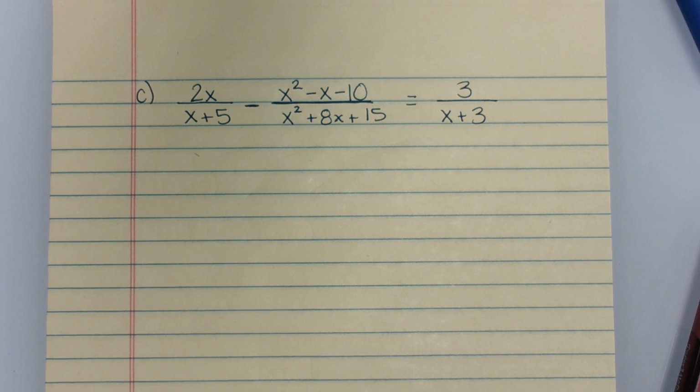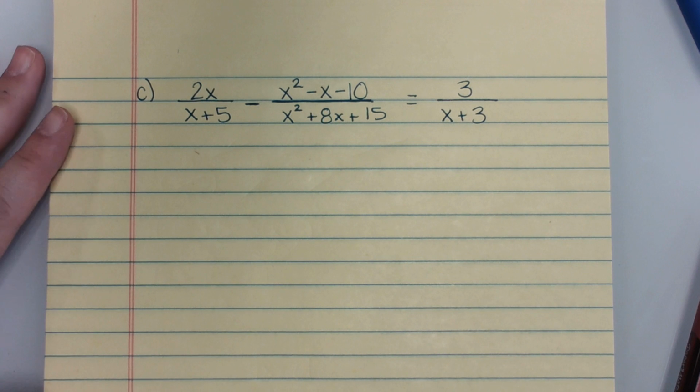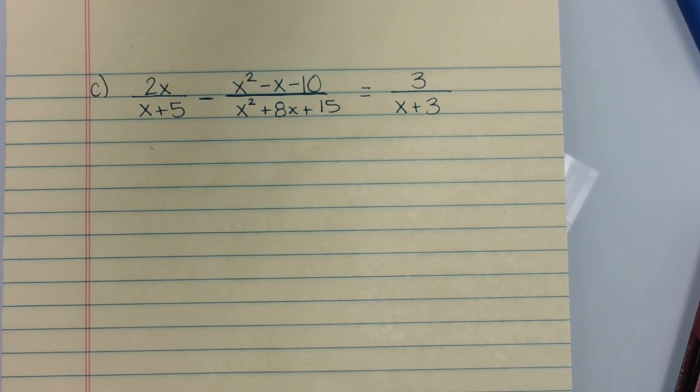x over x plus 5 minus x squared minus x minus 10 over x squared plus 8x plus 15 is equal to 3 over x plus 3. Isaiah, what would you tell me to do first again? Find the least common denominator.